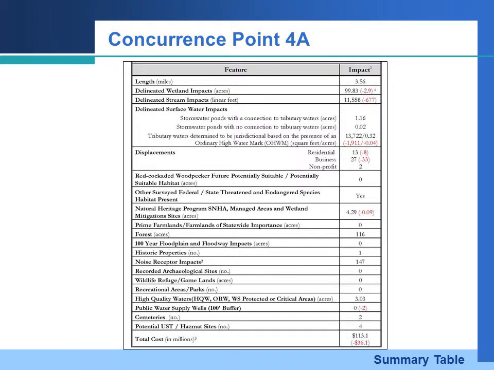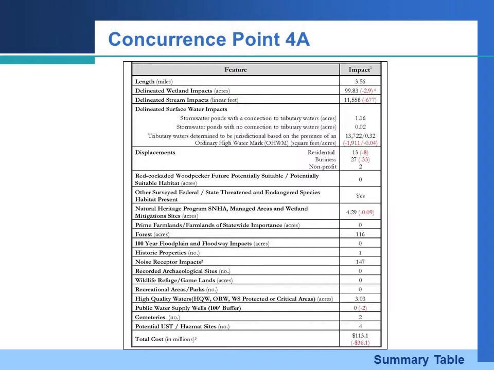At the Concurrence Point 4A meeting, it is helpful to provide the project team a summary table of how impacts were reduced through avoidance and minimization measures. In this case, reductions in impacts are highlighted in red text.